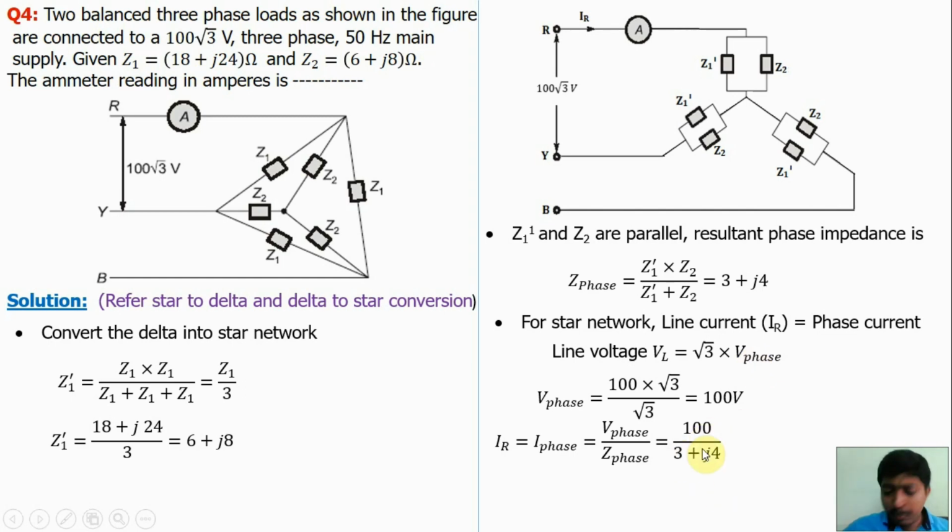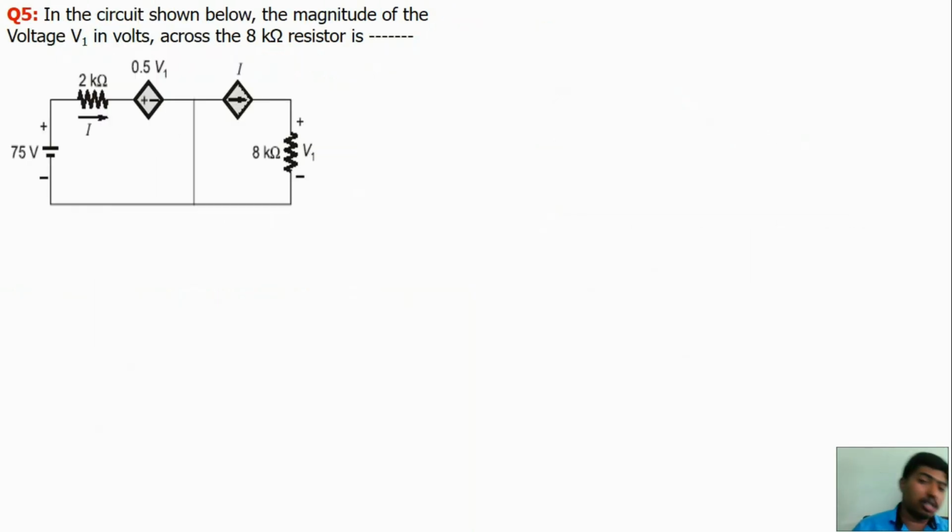So from that, simplify this equation. What is the value of the magnitude of 3 plus J4? You will get root of 3 square plus 4 square, which is 5. 100 by 5 is equal to 20 amps. So the ammeter reading is 20 amps. Okay. Next, we will solve the last, fifth question.